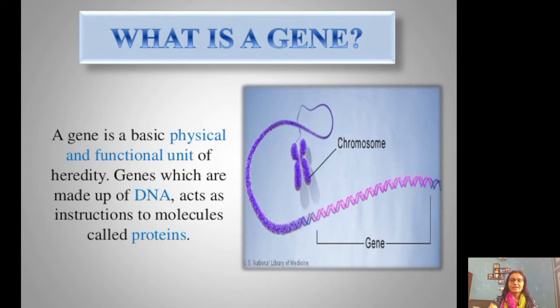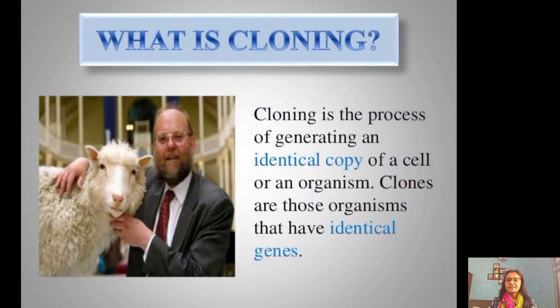In this slide you can see the structure of a gene, and this whole gene has thousands or even lakhs of chromosomes. The gene is the basic physical and functional unit of heredity, and genes, which are made up of DNA, act as instructions for molecules called proteins. You can see the structure of a chromosome, and this chromosome is made of DNA, deoxyribonucleic acid.